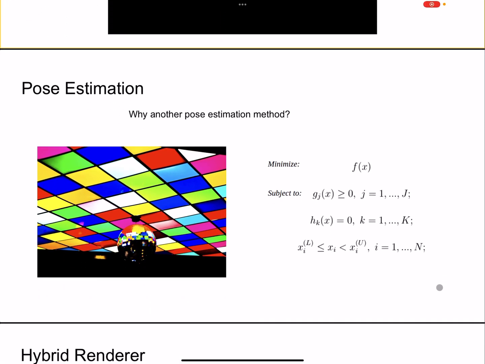So why another pose estimation method? Well, when it comes to pose estimation with deep learning, there's two issues. First is illumination. Typically, you train your neural network via data collected with domain randomization or a physics-based renderer. But if you go into another scene, you have no guarantees that it will actually work within that scene.